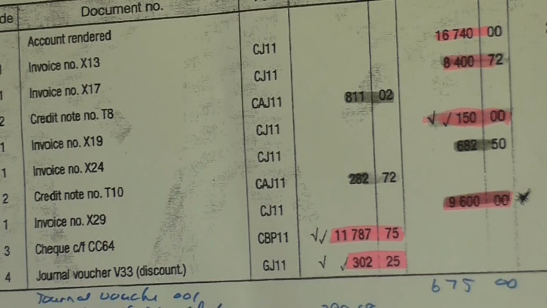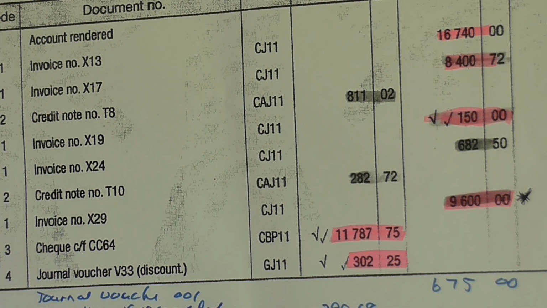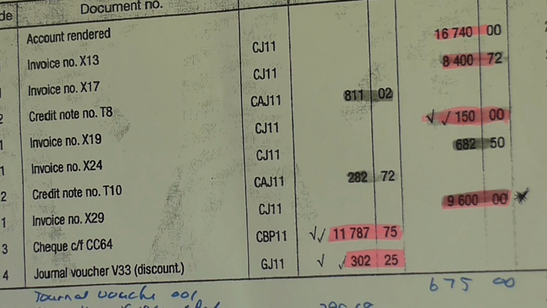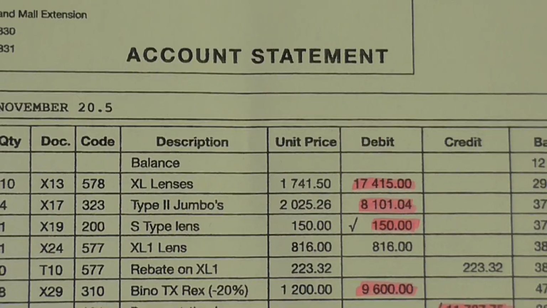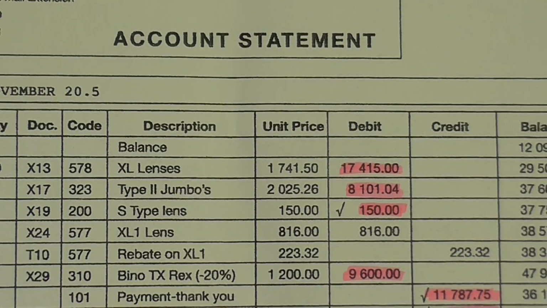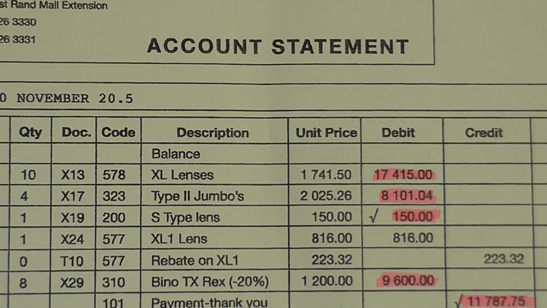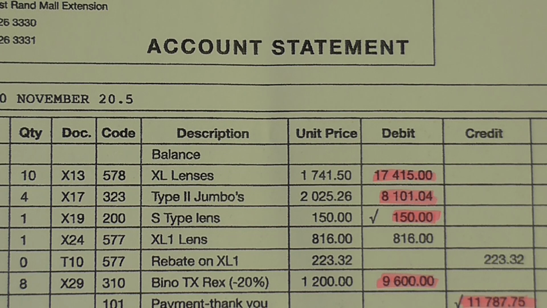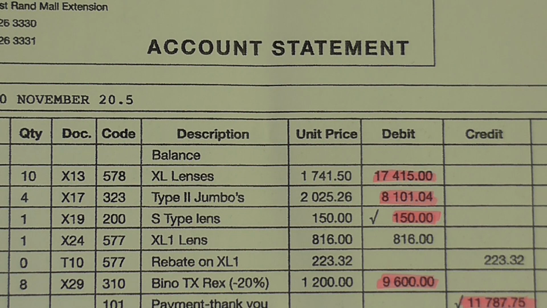Let me just get back there for you. There. Credit note T8 is the amount of 811.02. And if we look on their statement, it just simply does not appear there. Okay, we don't see that T8 there. All right, so that is not there at all.